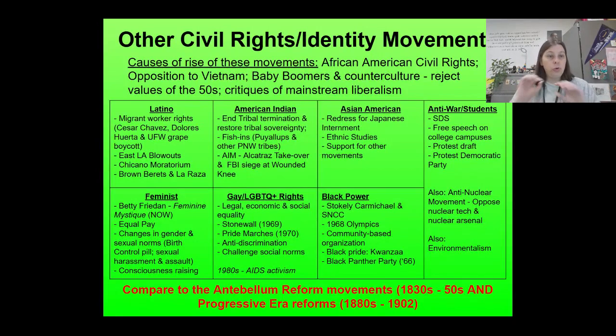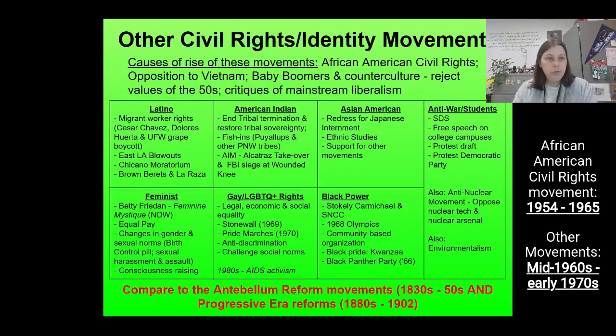So quickly at the top here, why do these movements rise in the 1960s? They're mostly patterned after the African American civil rights movement, right? That worked. So let's try this, but for our issues. Lots of them rise alongside opposition to the Vietnam War and the draft. I think that's especially true of the Chicano movement, the Mexican-American movement in California. Lots of them are fueled by the counterculture that we talked about, this idea that young baby boomers in their teens and early 20s are rejecting the values of their parents and seeking to make society better.